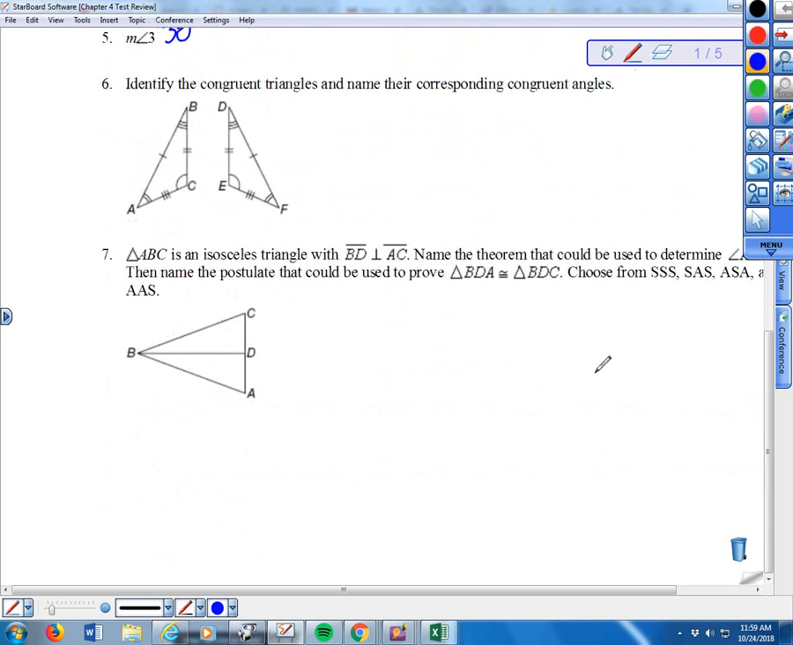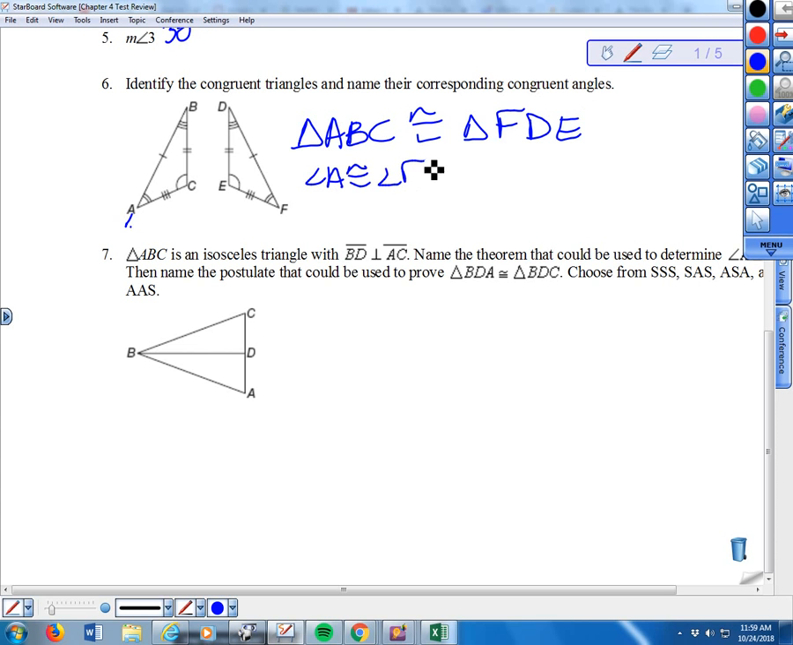Identify the congruent triangles and name their corresponding congruent angles. So I'm going to just use whatever order I want for the first one, and then I've got to make sure I write the second one in the right order. So congruent to A is F. Congruent to B is D, and congruent to C is E. Then it wants me to name the corresponding angles. So angle A is congruent to angle F, angle B is congruent to angle D, and angle C is congruent to angle E.